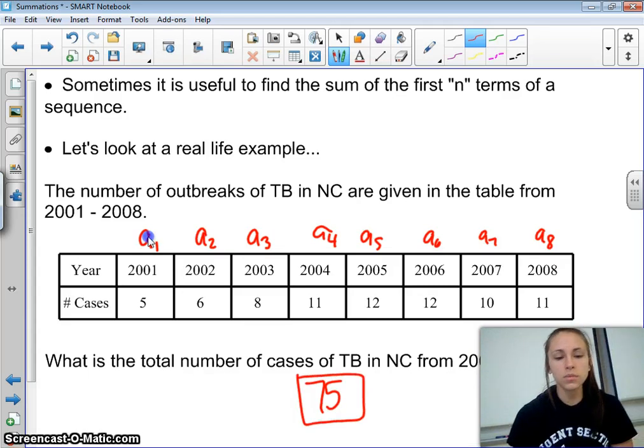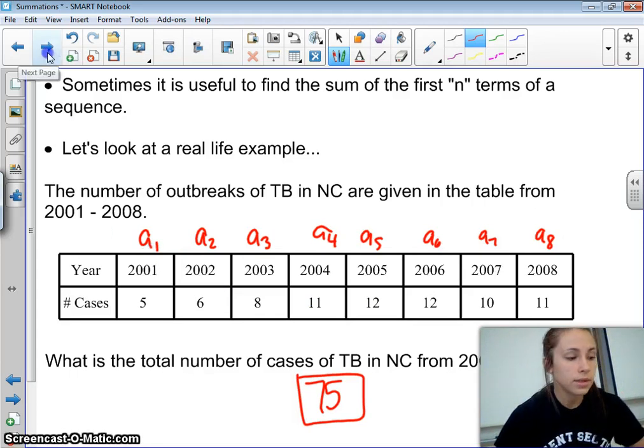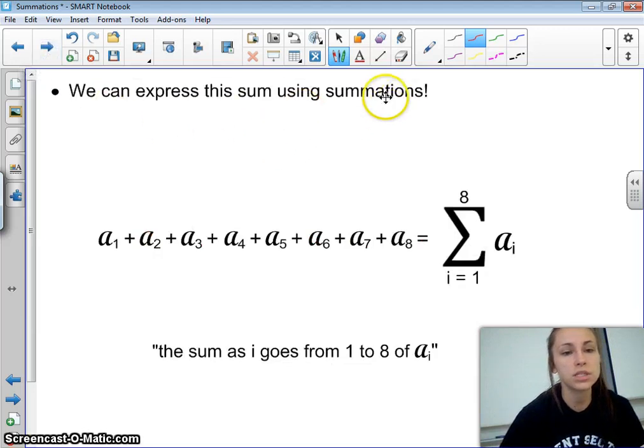So a lot of times it's useful to write what you're doing in a shorter notation rather than say A1 plus A2 plus A3 plus A4, blah, blah, blah. So this is where summation notation is useful. So we can express the sum using summation. So like we said, A1 through A8 will be expressed by this sum right here.